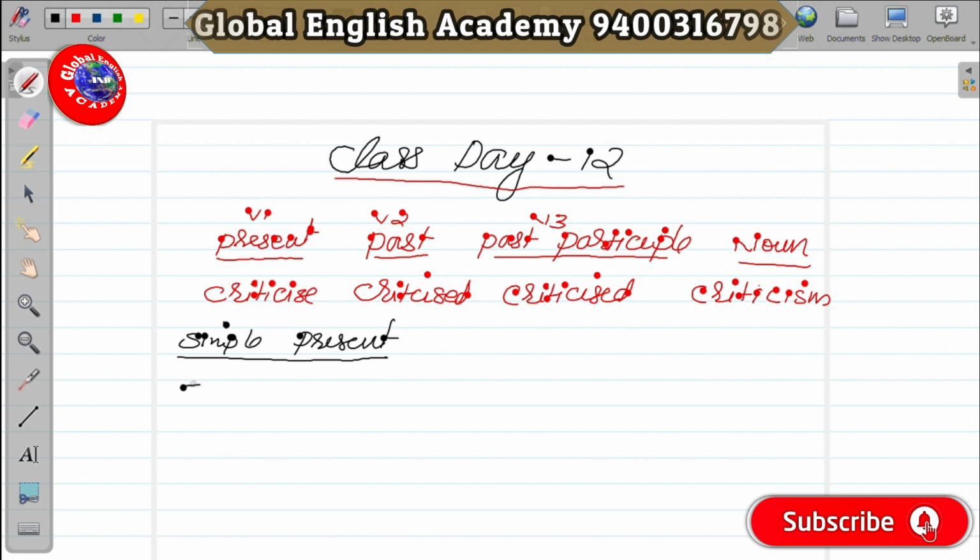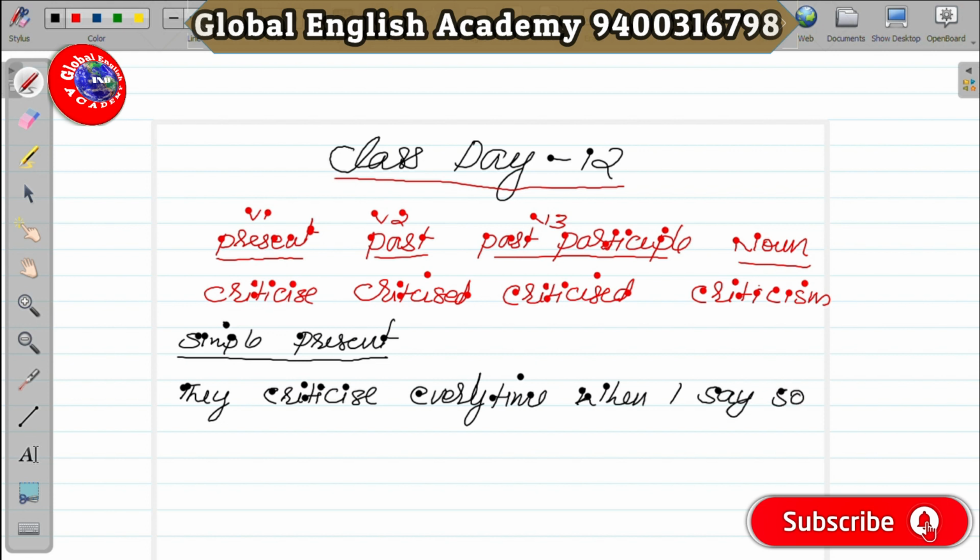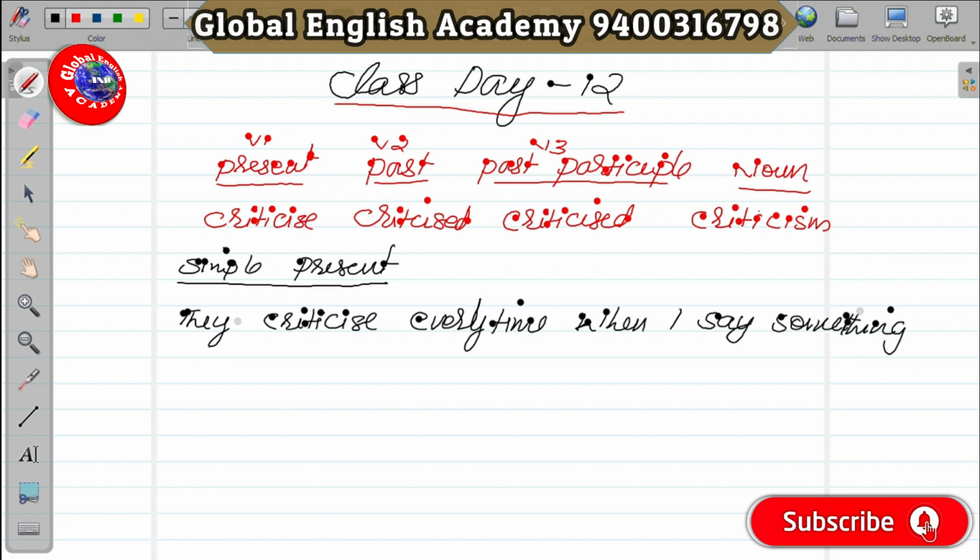So let us see how to create sentences. I will be a little bit fast from today, because otherwise we'll not be able to cover the entire tenses with at least one word. So today let us start with simple present tense. They criticize everyone every time when I say something. When I say something, they criticize me always. It means they criticize every time when I say something. If I say something, they always find time to criticize me.